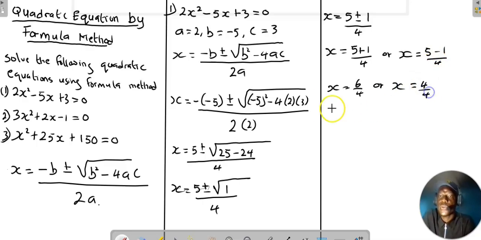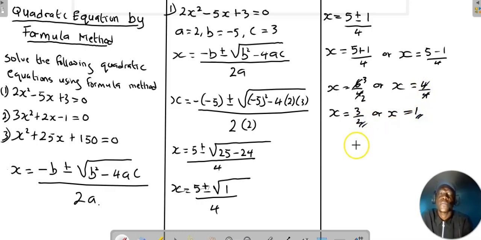We'll break this down to the lowest term. The number that can divide 4 and 6 is 2. 2 in 4 will give us 2, and 2 in 6 will give us 3. So we have 3 over 2, or x is equal to 4 divided by 4, which will give us 1. So these are our final answers.